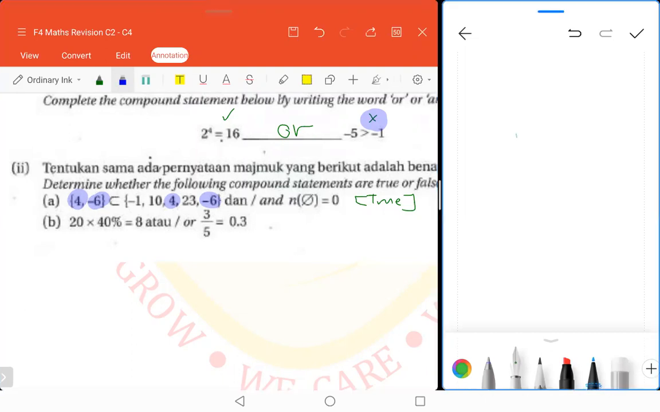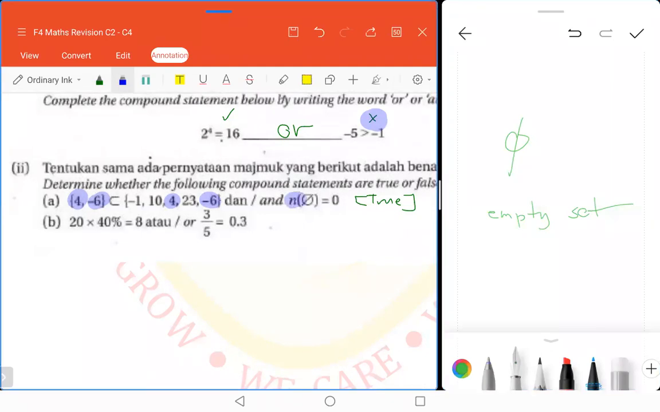Okay, then this symbol means empty set. Empty set means there's no element at all in the set. So the number of elements in the empty set is equal to 0. So both are also correct. Okay, no worry, we will discuss this in chapter 4. Coming soon. Okay, B.